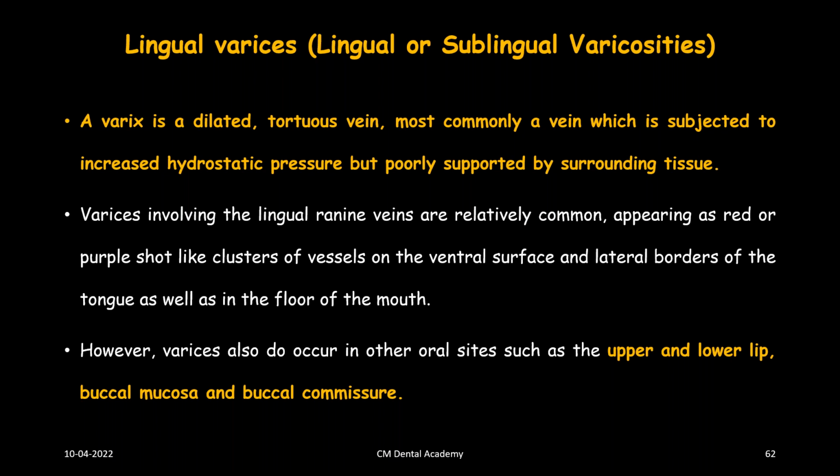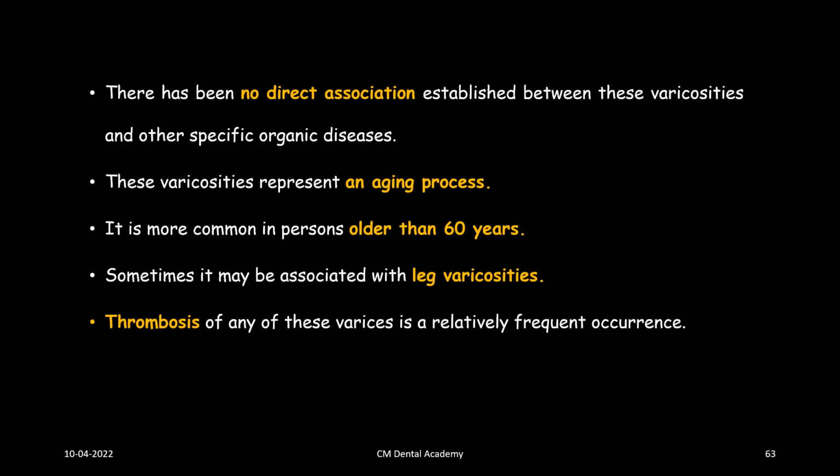Varices also do occur in other oral sites such as the upper and lower lip, buccal mucosa and buccal commissures. There has been no direct association established between these lesions with any systemic or other diseases. These represent an aging process common in people older than 60 years. It may be associated with leg varicosities. Thrombosis of any of these varices is relatively a frequent occurrence.